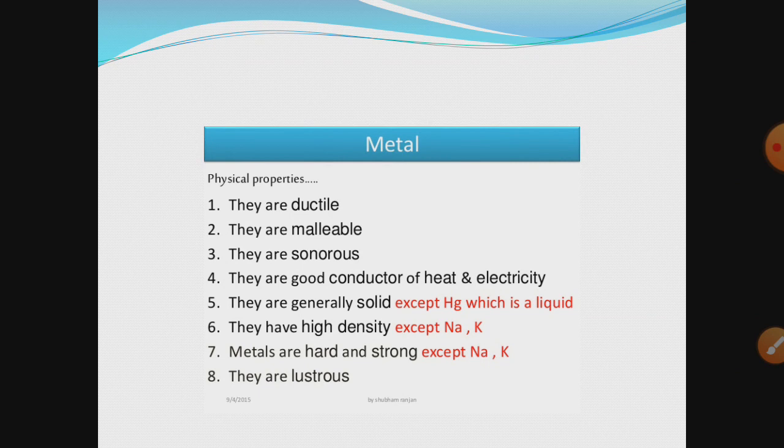Metals are hard and strong except sodium and potassium, because they can be cut into pieces with the help of a knife. They have shine also. They are lustrous. Now this is just a revision or a recap of the physical properties of metals.